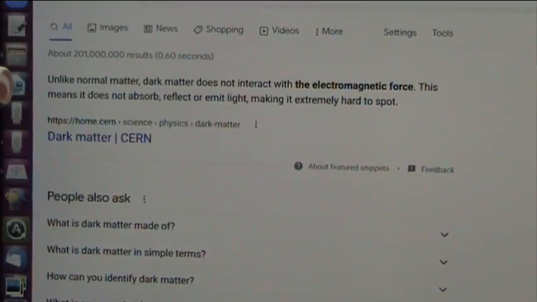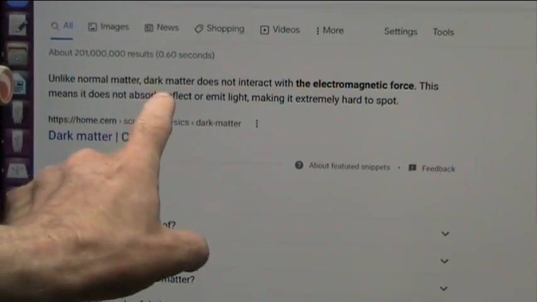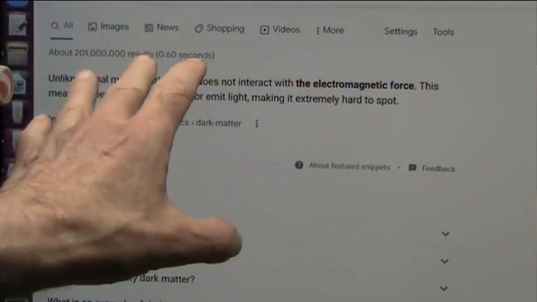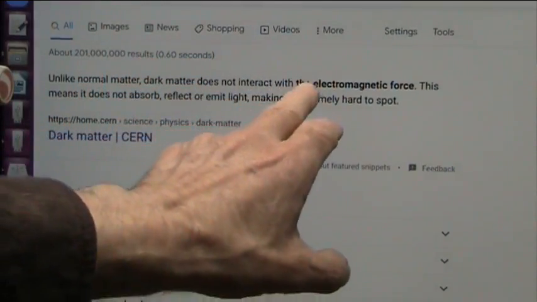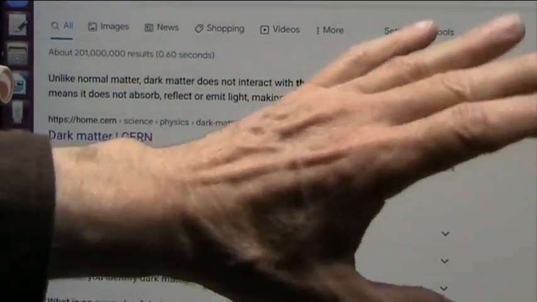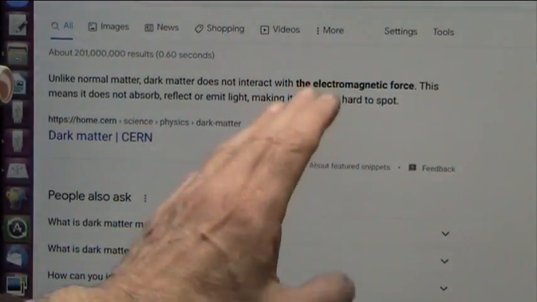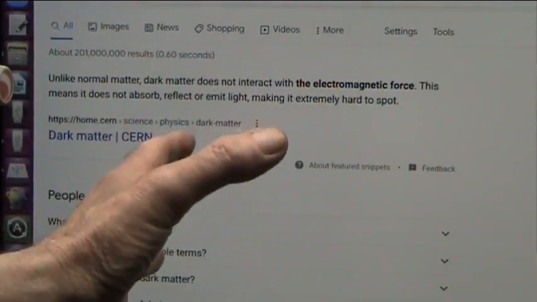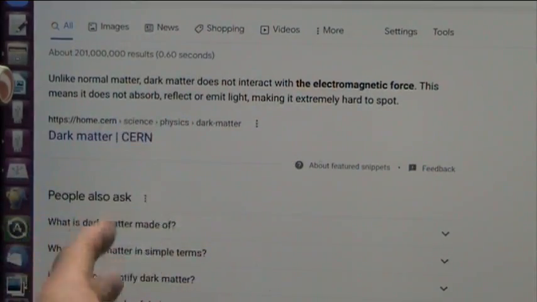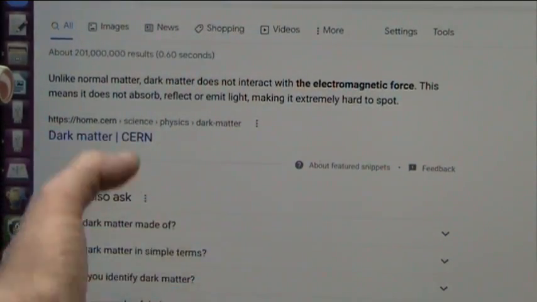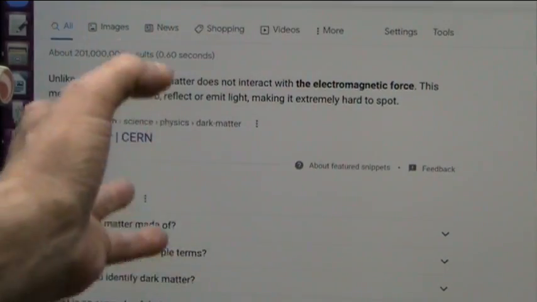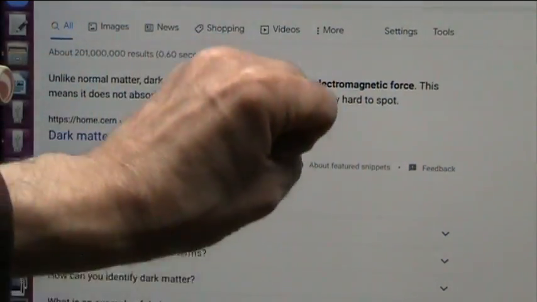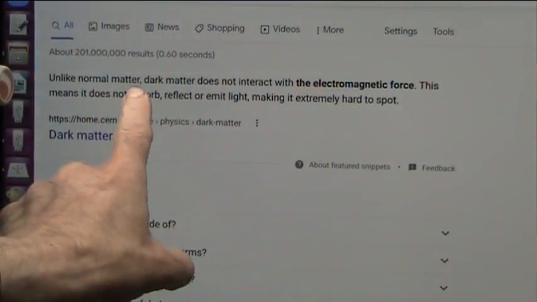Okay, unlike normal matter, dark matter does not interact. It has no interaction whatsoever that anybody has ever known about. It does not interact with the electromagnetic force. However, I have discovered it is gravity. This means it does not absorb any energy. It does not reflect any light. It does not emit any light. It doesn't do anything other than absorb the particles that we consider the normal matter.